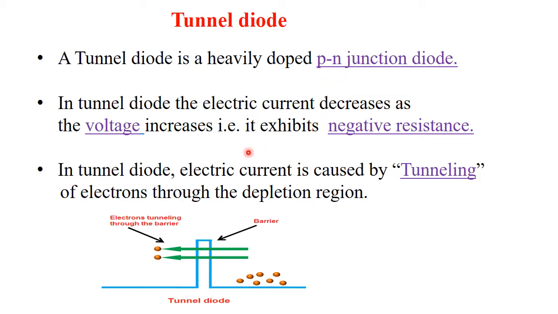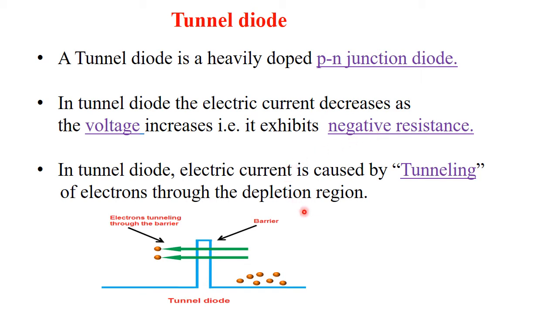So it is a heavily doped p-n junction. In a tunnel diode, the electric current decreases as the voltage increases. That is, it exhibits negative resistance. We are going to study how negative resistance is achieved in a tunnel diode in the next few slides of the working of it.